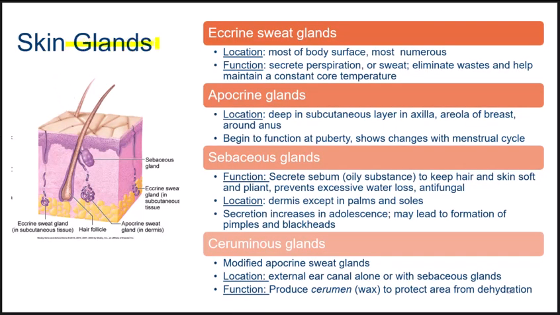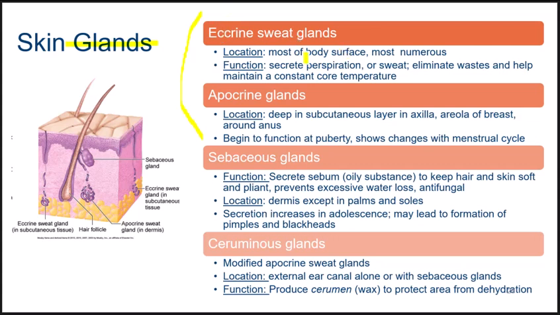Now we'll talk about skin glands. A gland is a structure that secretes a substance. We have three main types of skin glands. These two fall under the category of sweat glands. And then we have sebaceous and ceruminous glands.